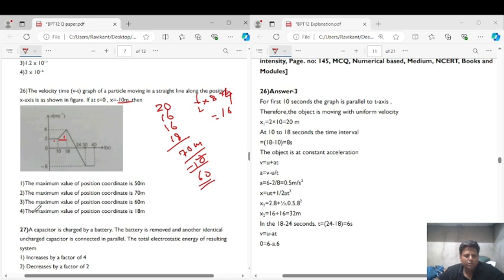So the correct answer for question 26 is option 3, that is the maximum value of the positional coordinate is 60 meters, right? We simply calculate total displacement in the positive direction by calculating the area under the curve, which is coming as 70 meters, and because initial position was minus 10 meters, therefore the maximum value of position coordinate could be 70 minus 10, which is equals to 60 meters, right? Now let's come to question number 27.